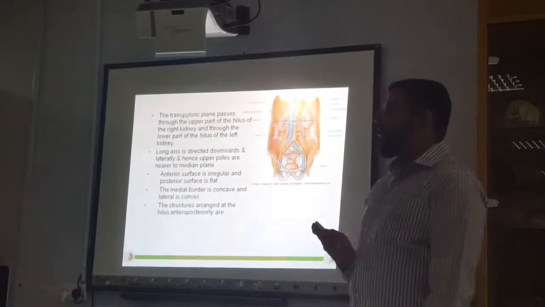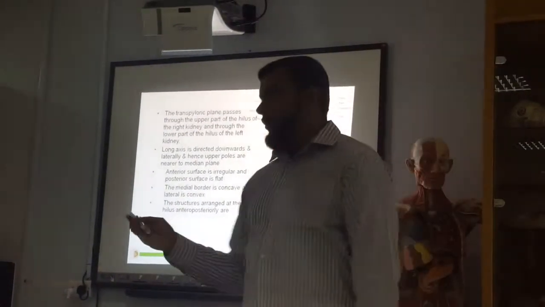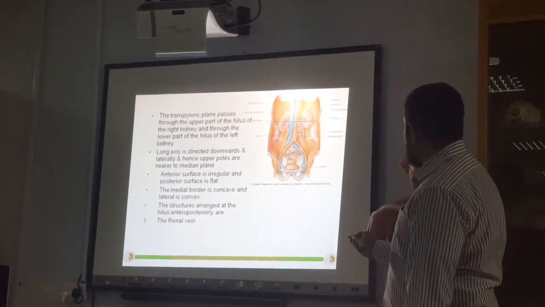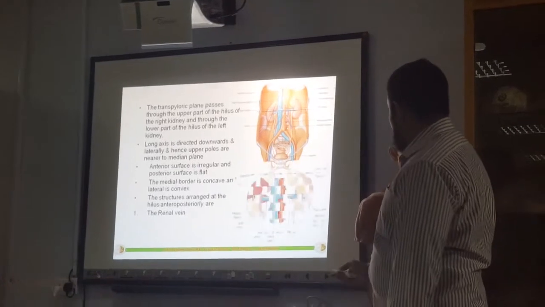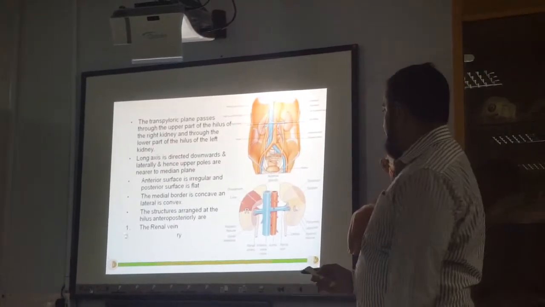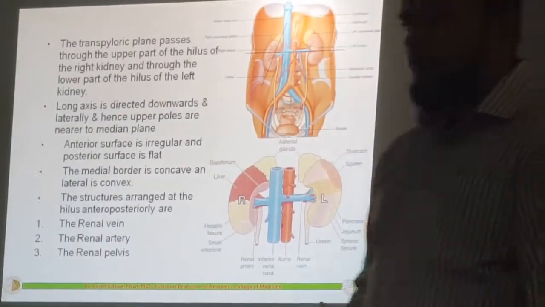Okay. So the arrangement of the structures at the hilum of the kidney is very important. The first structure which you come across will be the renal vein. If you see here in this picture, this is the renal vein. Behind that will be the renal artery, and the most posterior will be the renal pelvis.